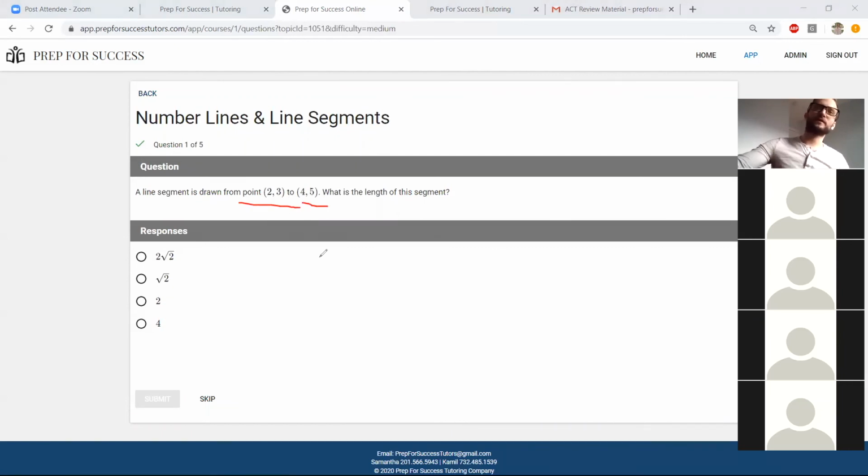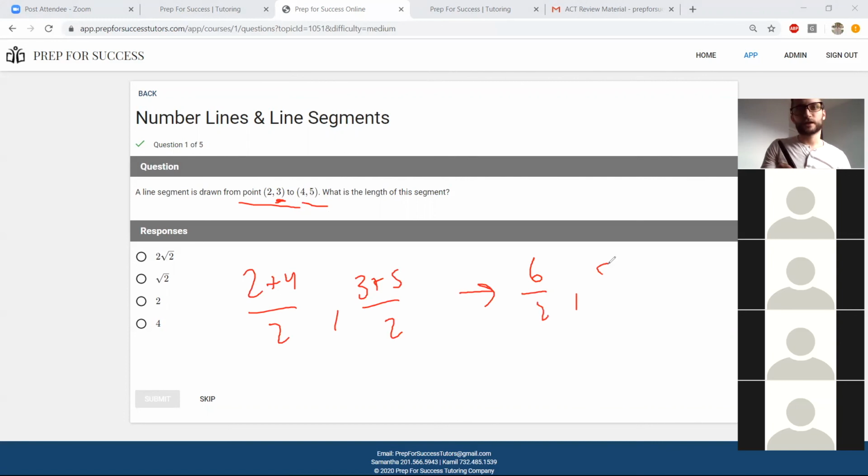So for example, let's say they gave me those 2 points, (2, 3) and (4, 5), and I want to find the midpoint. All I do is I take my x's, 2 and 4, and I add them and divide by 2. And I take my y's, which is 3 and 5, add them and divide by 2. So that's going to give me 6 over 2 and 8 over 2, which is just (3, 4). So the midpoint of those 2 points would be (3, 4).